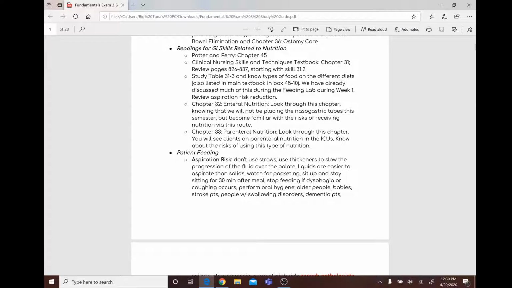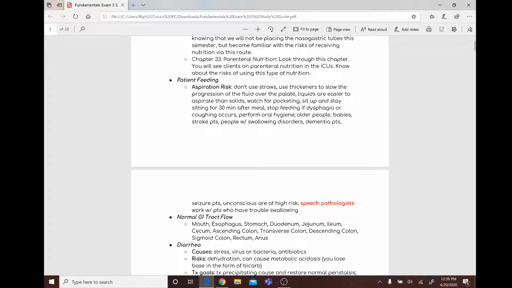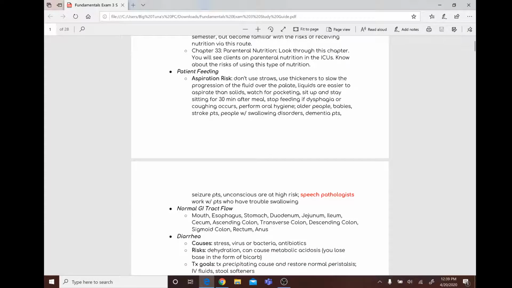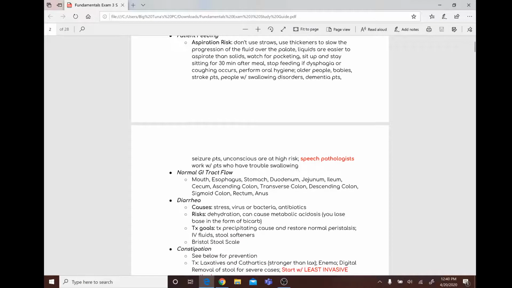Alright, let's talk about ways to prevent aspiration risk. Don't use straws. Use thickeners to slow the progression of the fluid over the palate. Liquids are easier to aspirate than solids. Watch for pocketing. Sit up and stay sitting for 30 minutes after your meal. Stop feeding if dysphagia or pocketing occurs before oral hygiene.